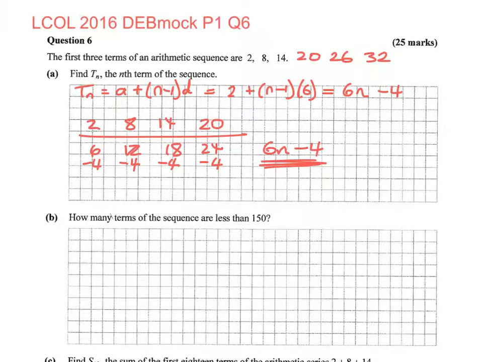I'll go with the last one, the one that's just before 150. So if I take my 6n minus 4, which is any term, and I want it to be less than or equal to 150, all I need to do is solve that as a linear equation. Add 4 to both sides, divide by 6, and I get 25 and 2/3. So the only number that can be just below 25 and 2/3 is the number 25. So 25 terms are all below 150. The 26th one will be almost certainly more than 150.